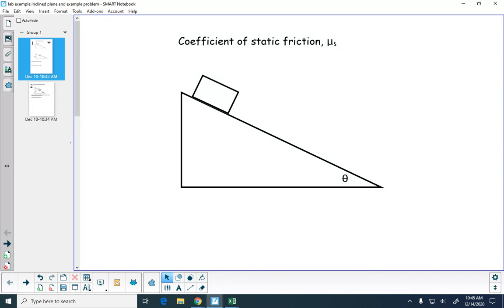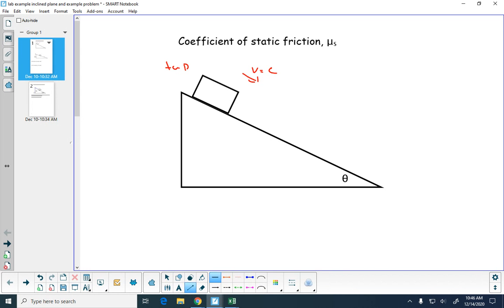We want to take a look at the forces and the relationship that we have in regards to the plane. So we have this block, and we're going to give it a little tap on the side here, just to break the static friction. This object will then start moving at a constant velocity going downward. So we're going to give it a tap, and we're going to move it at a constant velocity.